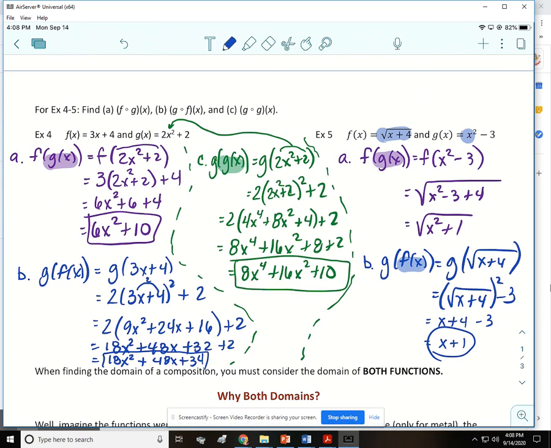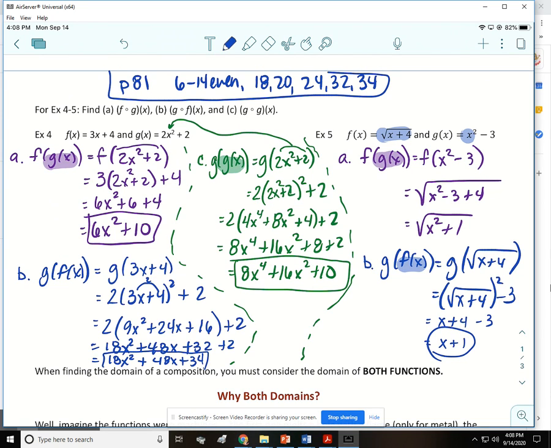Okay, so now that's a lot of new information in one day. But we're going to stop right there. Tomorrow we'll talk about the domain stuff. Your assignment is page 81, 6 through 14 even, 18, 20, 24, 32, and 34. And then, like I said, we'll pick back up tomorrow with the domain.